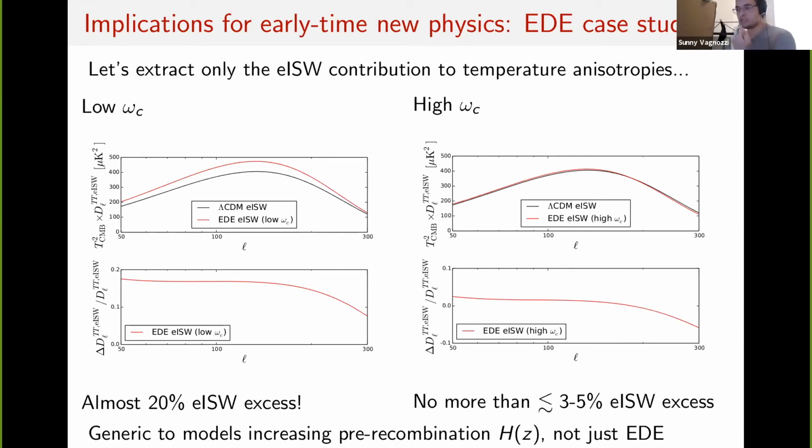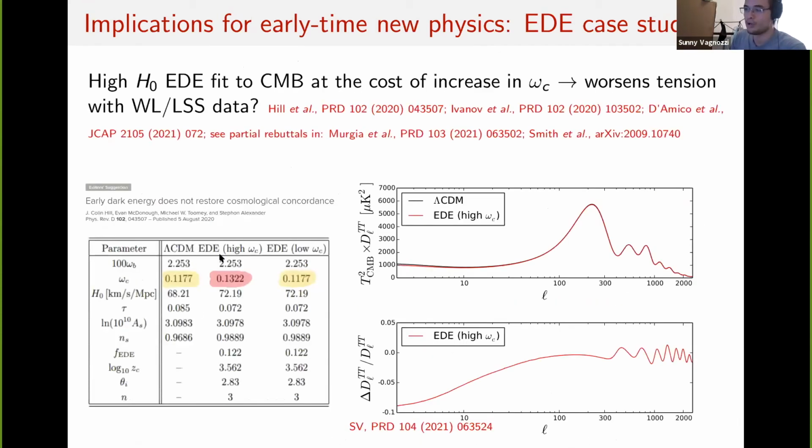You need to really construct designer models for the early universe. That's really the point. Either you pay the price and shift other parameters like the dark matter density, and then you ruin the fit to late-time data, or you have to really tune your early dark energy model to cancel this early ISW excess. So I mentioned that this increase in the dark matter density worsens the S8 tension. How do you see this?